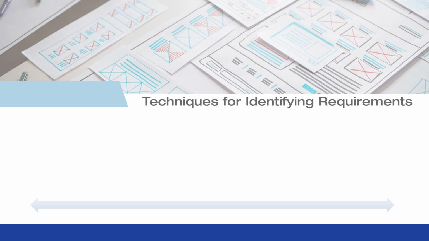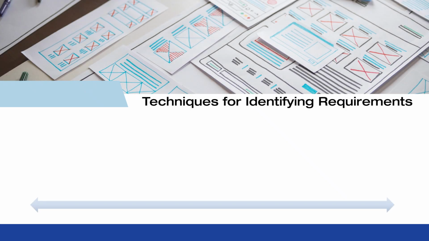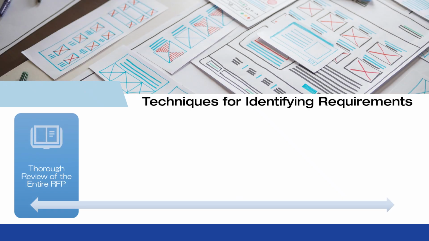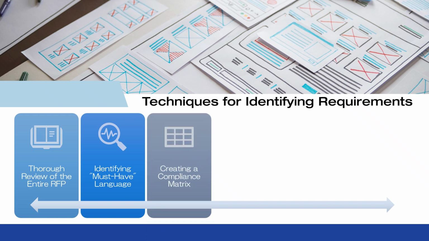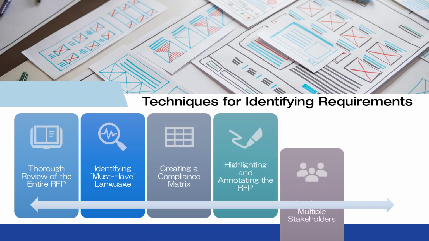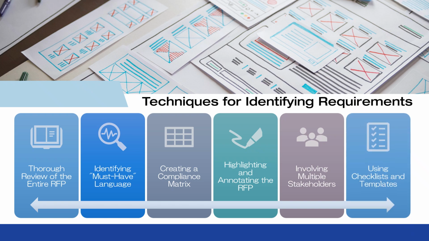Techniques for identifying requirements. How do you find these? Thoroughly review the RFP. Look for those must-have words. Create a compliance matrix to track everything. Highlight and annotate the document. Involve different people in the review, and use checklists.